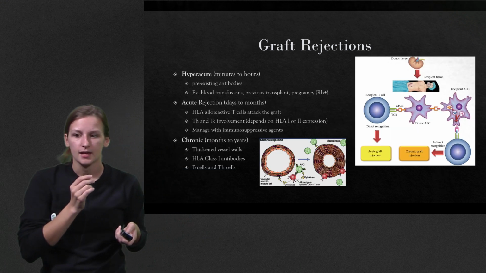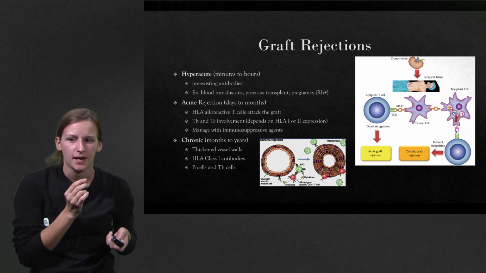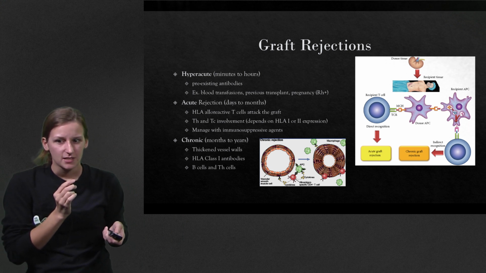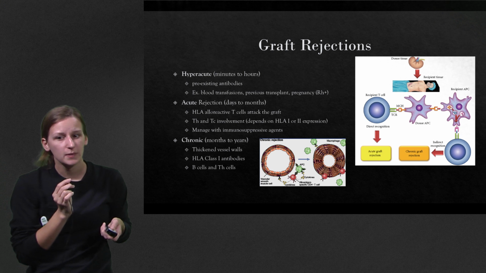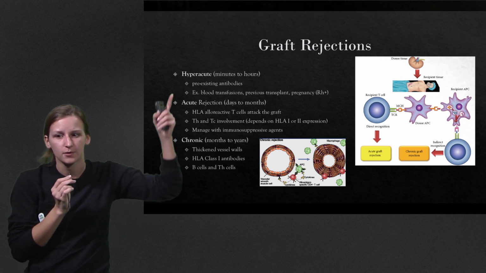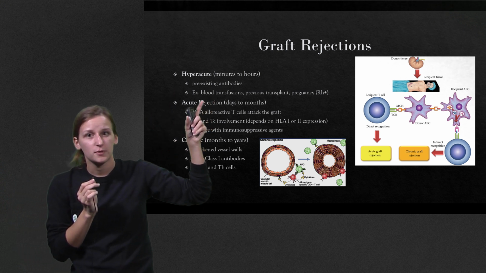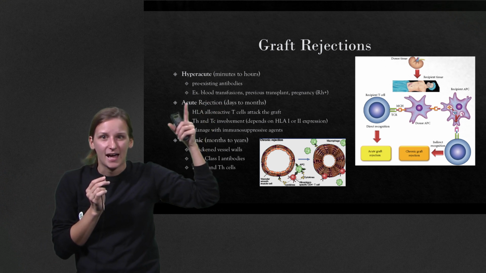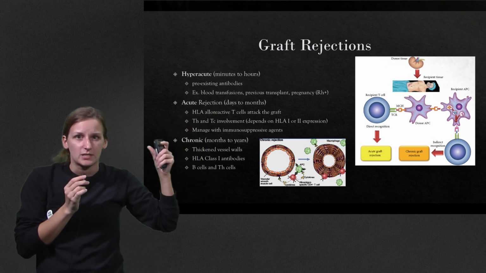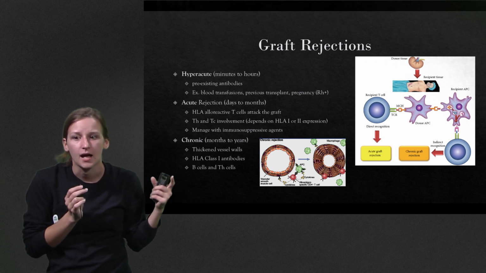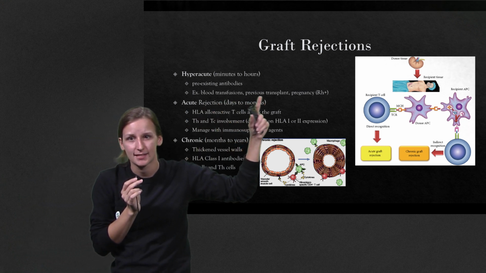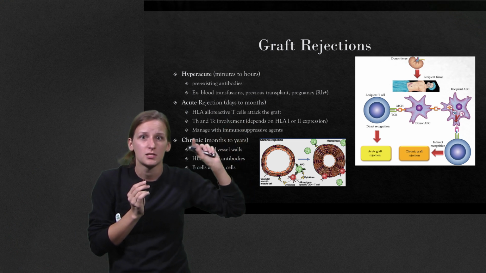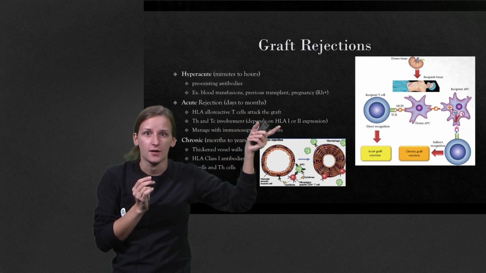So here again is a little bit about the specifics of each rejection. It would be good to know examples. For hyperacute, blood transfusions would be one of those because, like we said, you don't need a pre-sensitization phase. You already have antibodies in there to attack antigens, whether it's A or B. If you had a previous transplant, that's that pre-sensitization phase. So you had it once, you do it a second time, and all of a sudden you've got rejection.